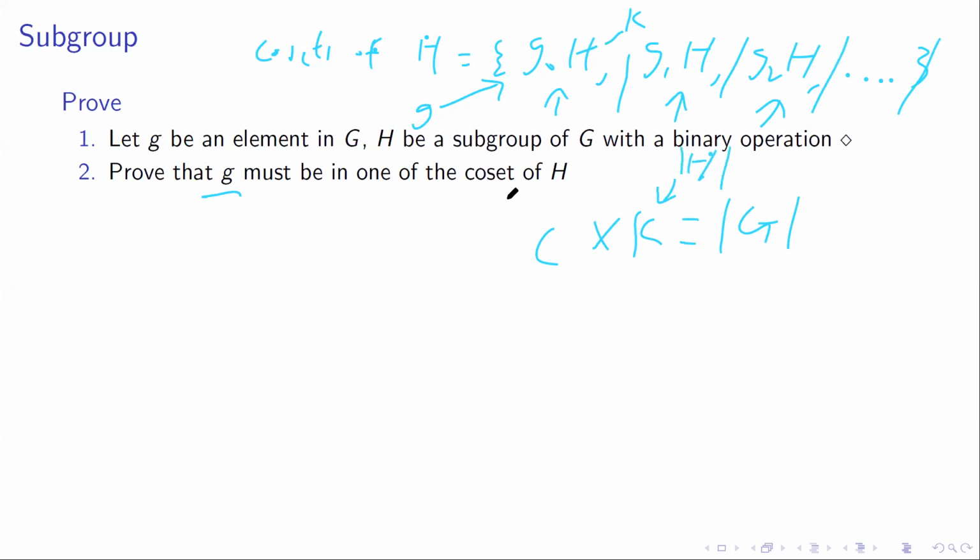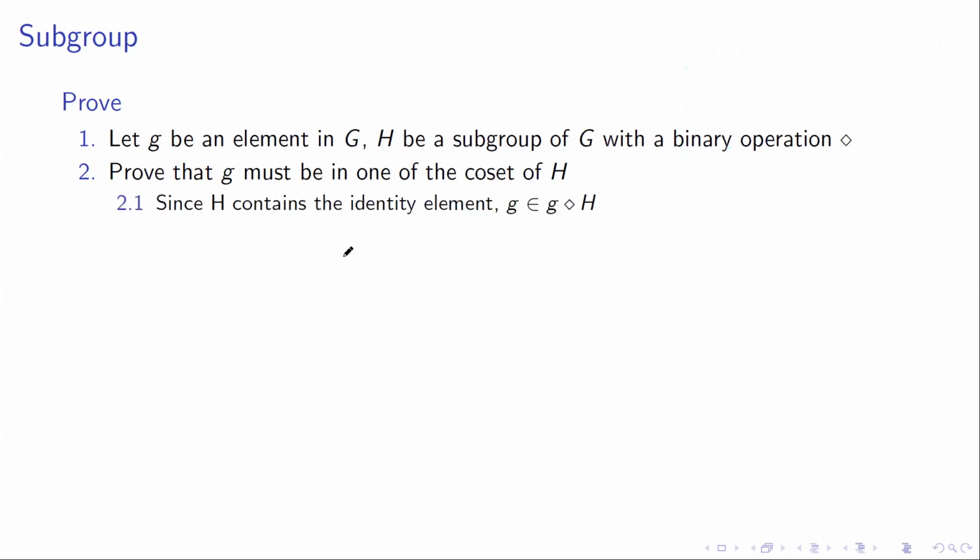So we are using coset to prove Lagrange theorem. If this is true, then Lagrange theorem is true because you can just divide it, right? So how can we prove that G can only be in one and only one coset? G must be in one of the coset. We prove by existence first.